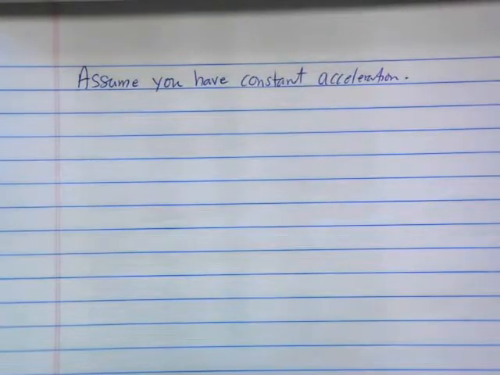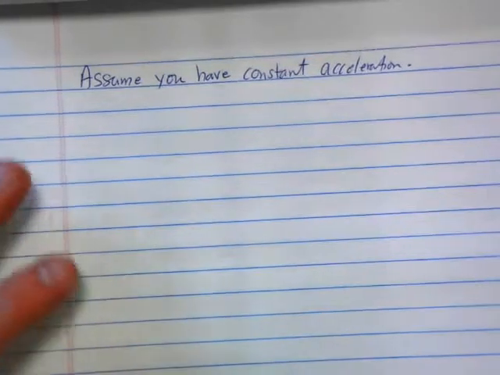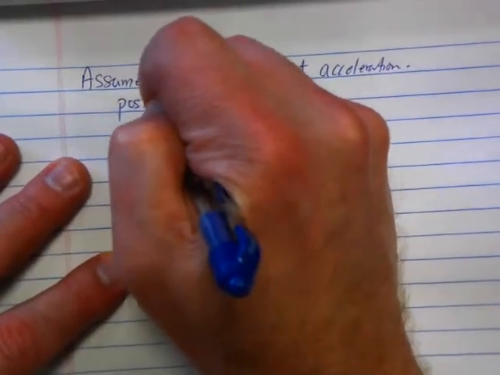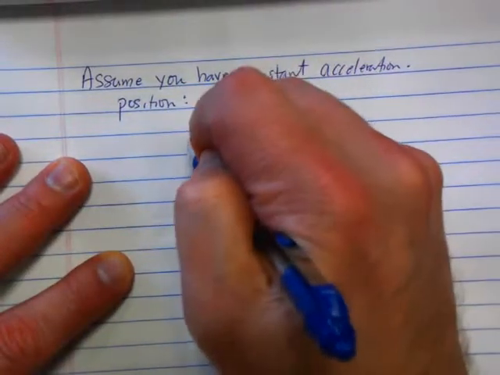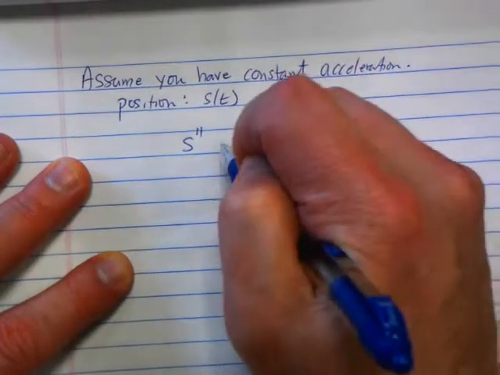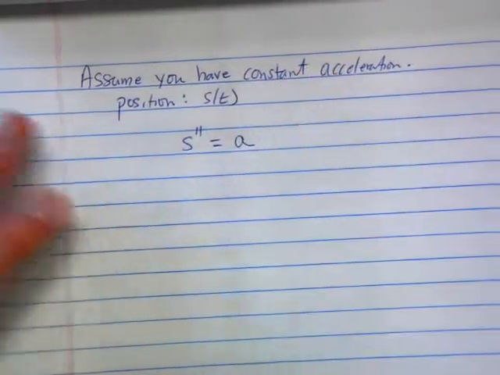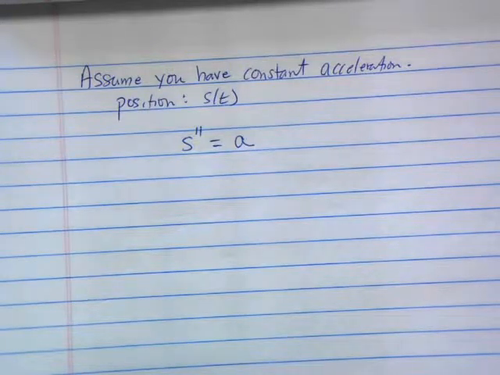What's acceleration? It's the second derivative of what? Of position. So what I'm telling you here, usually position is given by the function s of t. So what I'm telling you here is the second derivative of s is constant. Usually that constant is a for acceleration. So if I know that the second derivative of position is constant a, how do I find my position function?